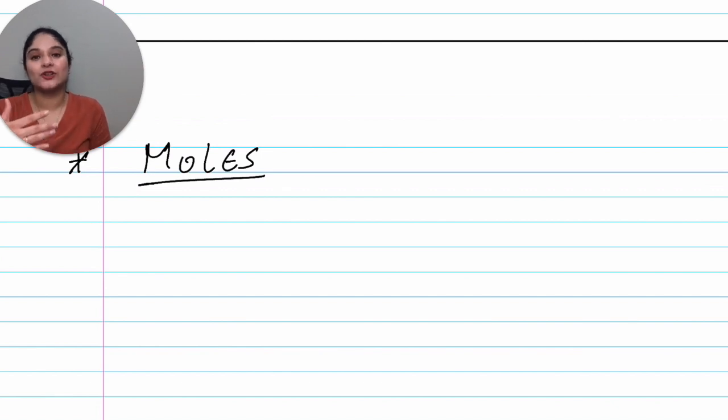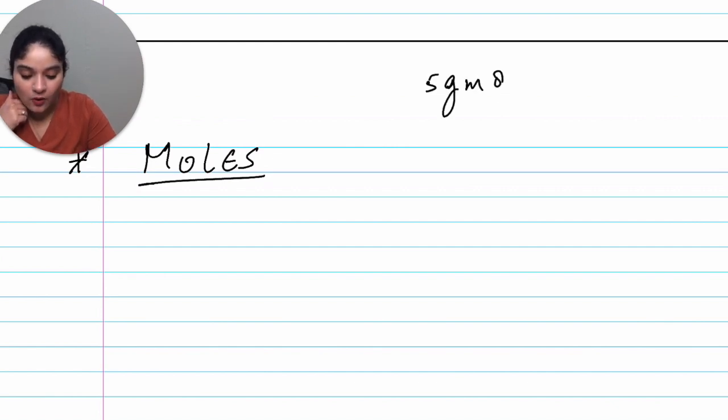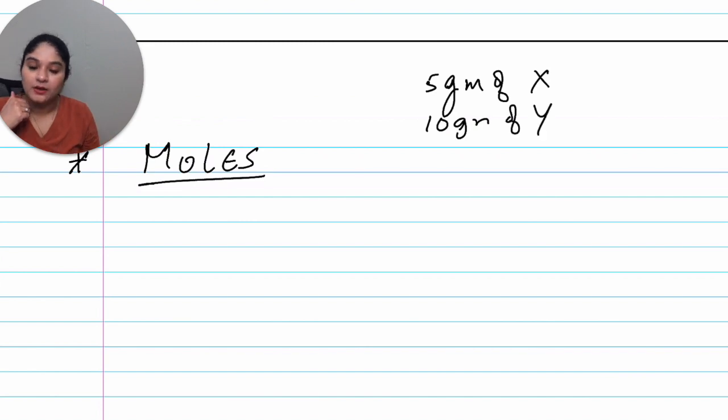In the majority of cases, the students tell me that, ma'am, whatever is less in quantity will be the solute. But students, that is not true, because in that case they are comparing it by weight. For example, if I say I have 5 grams of X and I have 10 grams of Y, and I ask you which one is solute, the students will directly tell me, ma'am, 5 grams is solute. But how are we figuring it out?